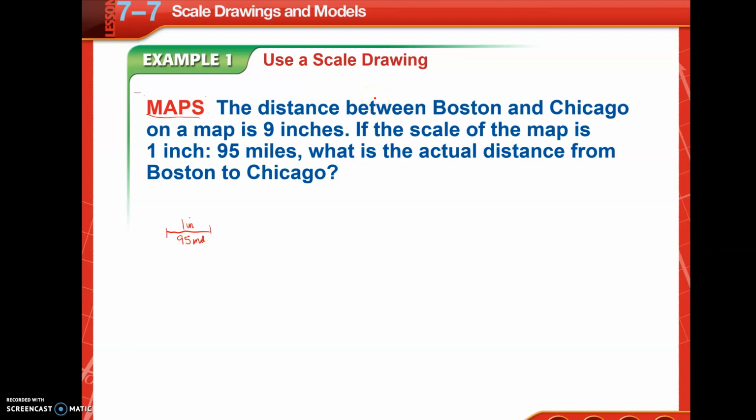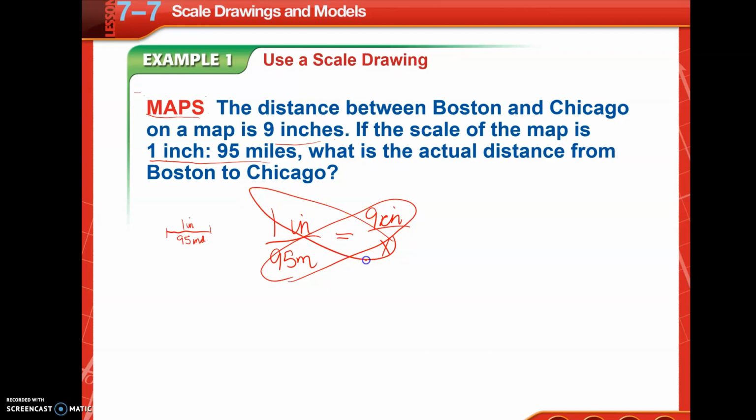So here they measure the distance between Boston and Chicago on a map. It's 9 inches, and this is the scale. That means every inch is 95 miles. So we could set it up in our proportions. If I had 9 inches, and I want to know how many miles that is, we cross multiply, and I get x equals 9 times 95, which is 855.